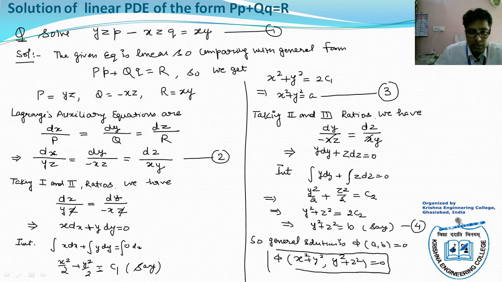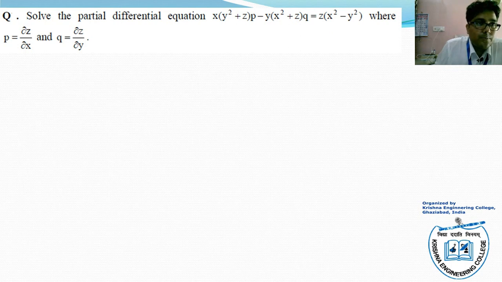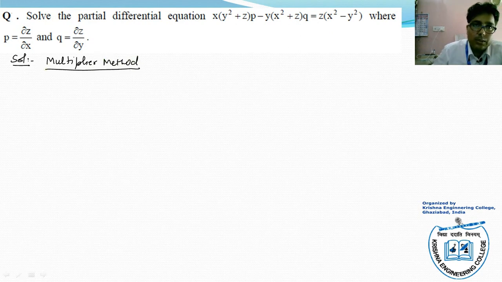This is the example totally based on the grouping method. Clear? Now we take one more example by the multiplier method. Clear? So again, before I start the grouping method and multiplier method, I want to discuss it in detail.